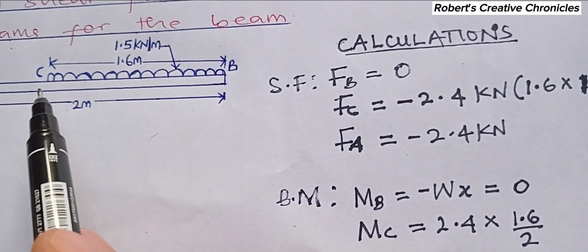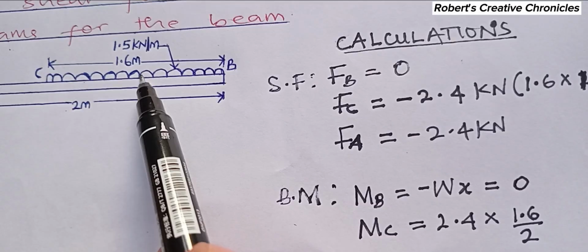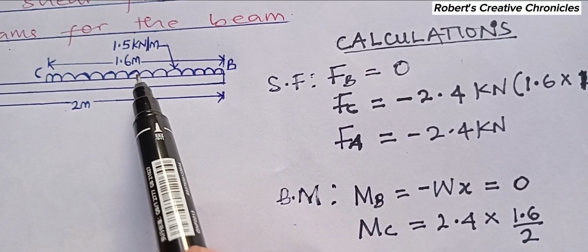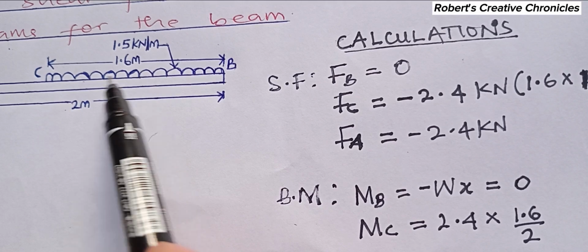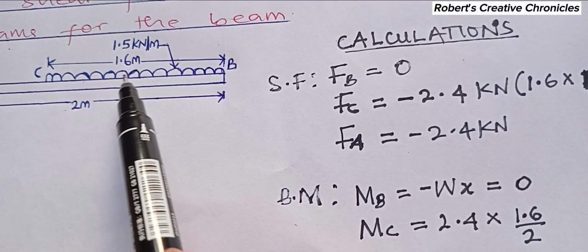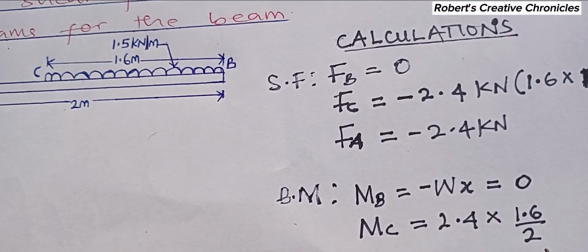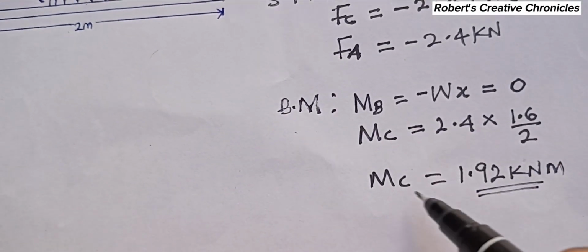The bending moment at C is 1.92 kilonewton meter because there will be a point load acting at the center. We converted this UDL to a point load acting at the center at 0.8 here. So the point load is multiplied by the perpendicular distance from C. The distance from C to that center is 0.8, that's 1.6 over 2. So if I multiply it, my bending moment at C is this.